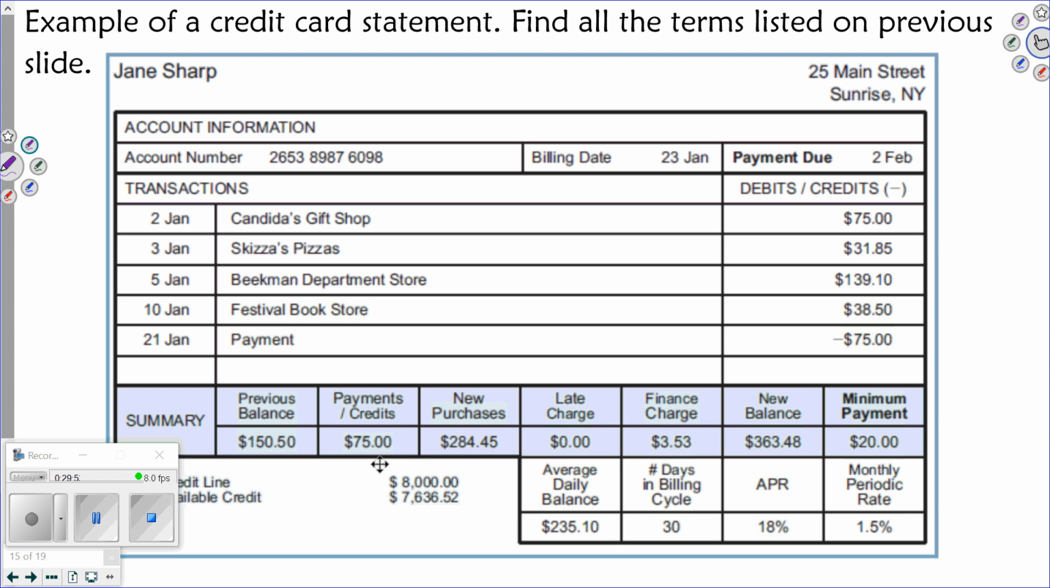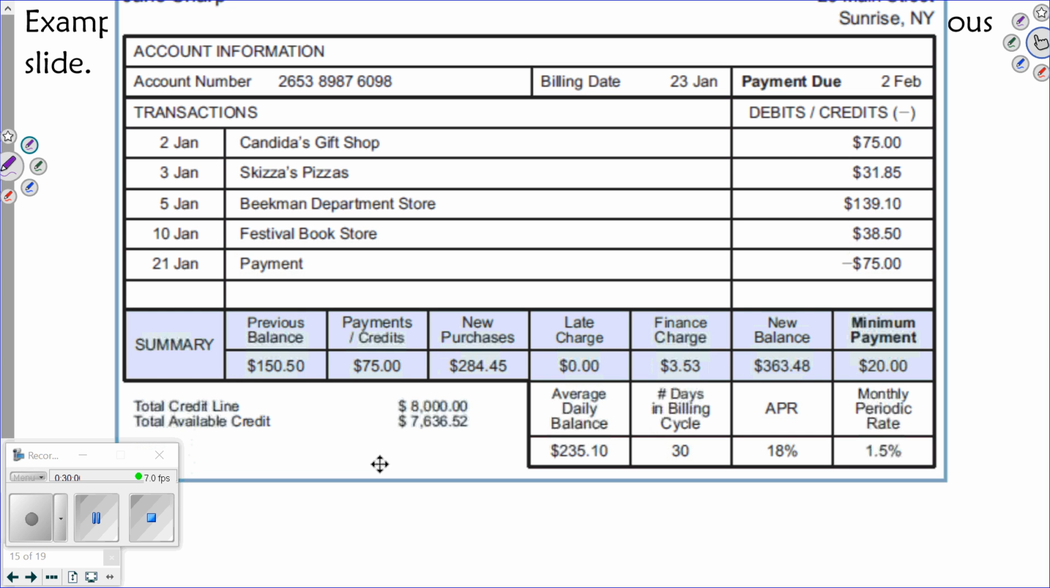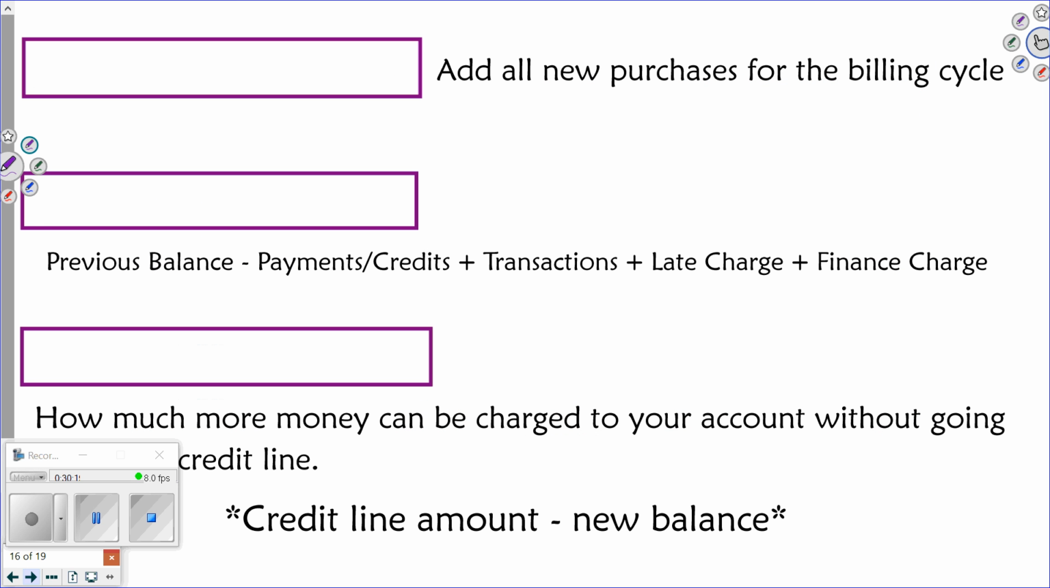I'm going to make you calculate a lot of it, though. Oh, also, I just can't see it down here. Your total credit line. So on this one, they could charge up to $8,000. Total available credit, it's only $7,600 because they already have some stuff bought on here, right? Their new balance. But they could still charge upwards of $7,600. Shouldn't, but they could.